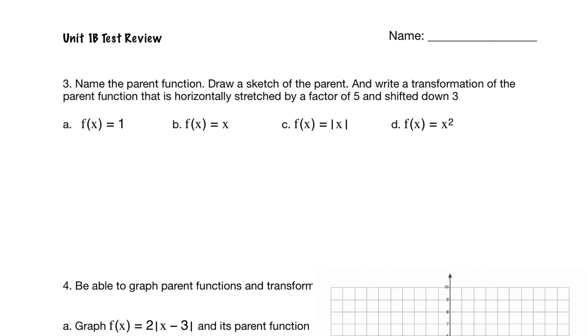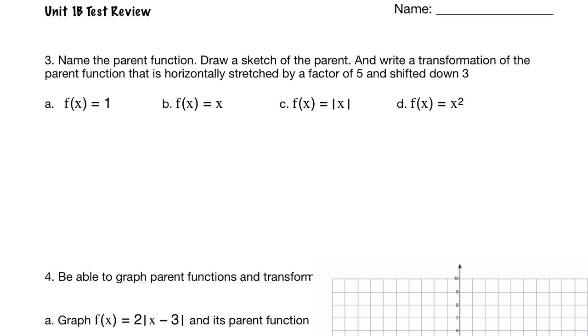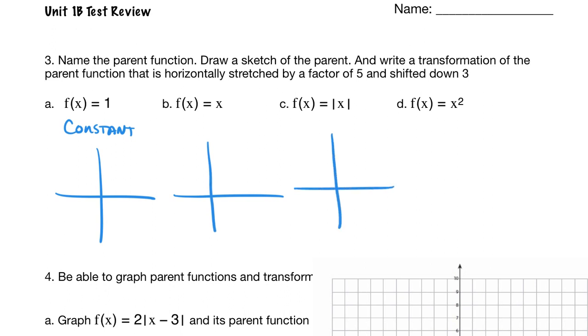All right, here's my parent functions. Okay, see here, this one we said the other day was constant. Looks like this if you want to see them. In fact, I'm going to draw all my x, y axes here real quick. Let's see here. Y is 1. There's the parent function. Remember, that's a horizontal line at y equals 1.